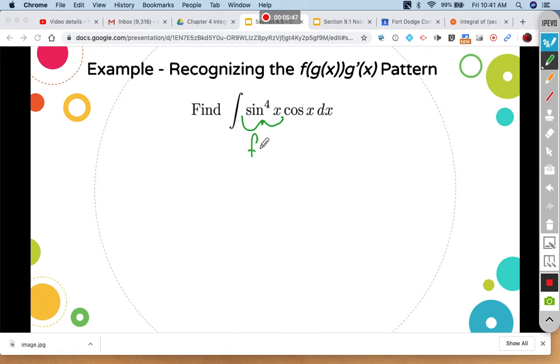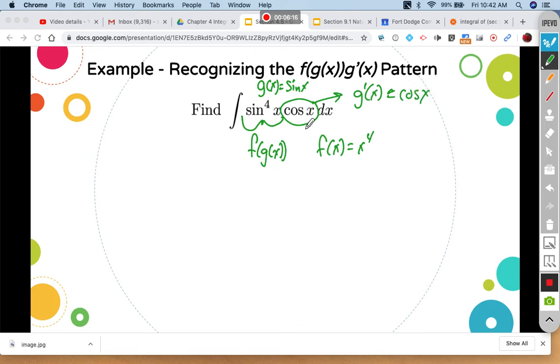So this is going to be my f of g of x, sine to the fourth. So we're taking something to the fourth power. My f of x is going to be x to the fourth, so my g of x is just the sine of x. So g prime of x, the derivative of sine, is the cosine of x. We put this together, and here's my f of g of x times my g prime of x.